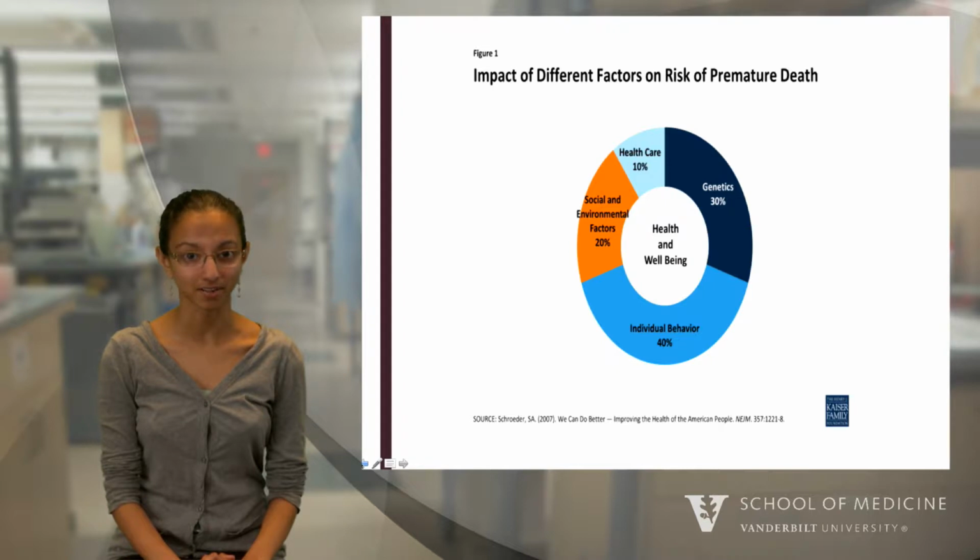According to a JAMA article, the diagnostic workup and treatment that I've been learning for the past 4 years can only impact 10% of a person's overall health and well-being. Meanwhile, social and environmental factors contribute up to 20%.